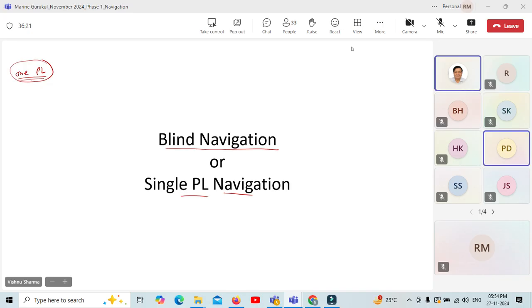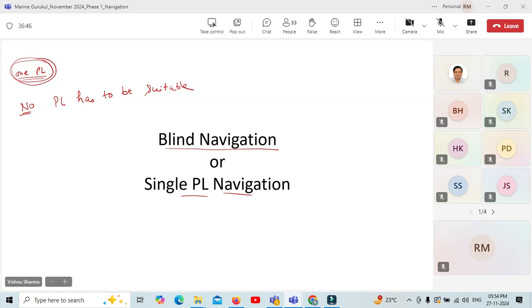Okay, sir. Okay. So guys, now before Rahul or somebody questions, sir, can every PL be used for this purpose? No. The PL has to be suitable. Of course, if it is asked in the exam, they'll give you a suitable PL. I'm talking from shipboard actual application. So can every PL be used? No. The PL has to be suitable.